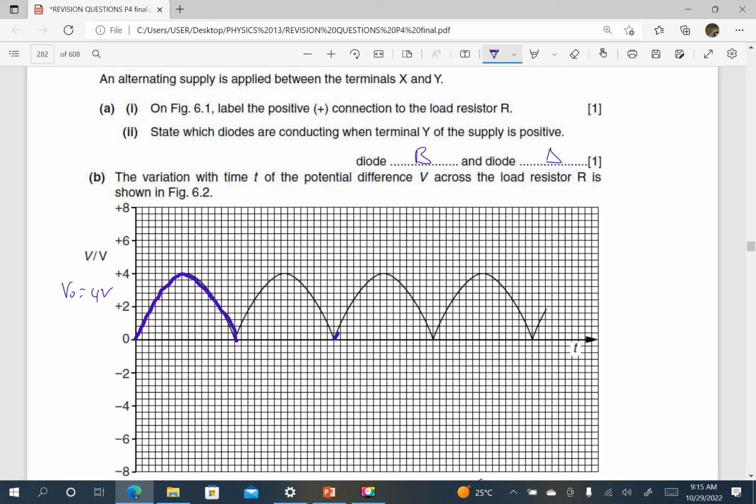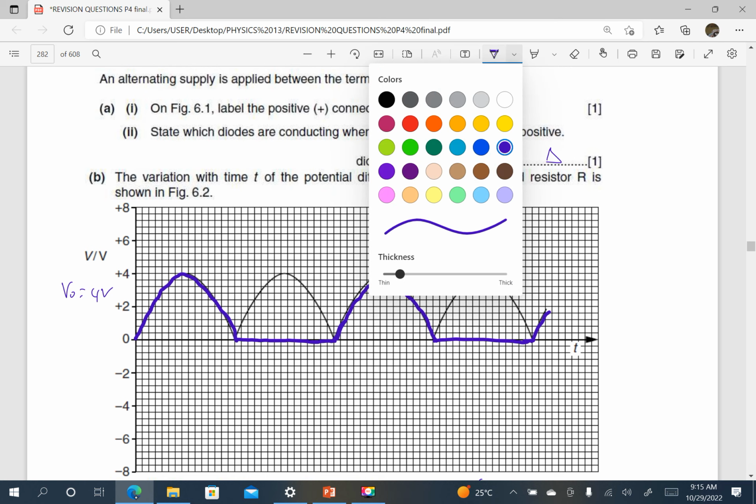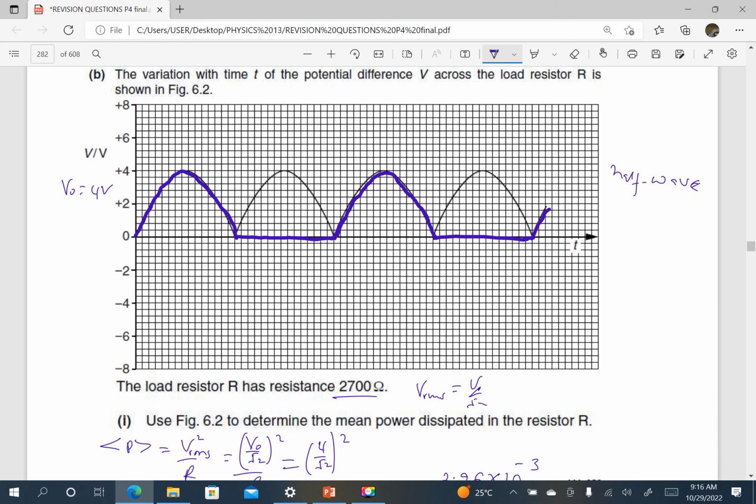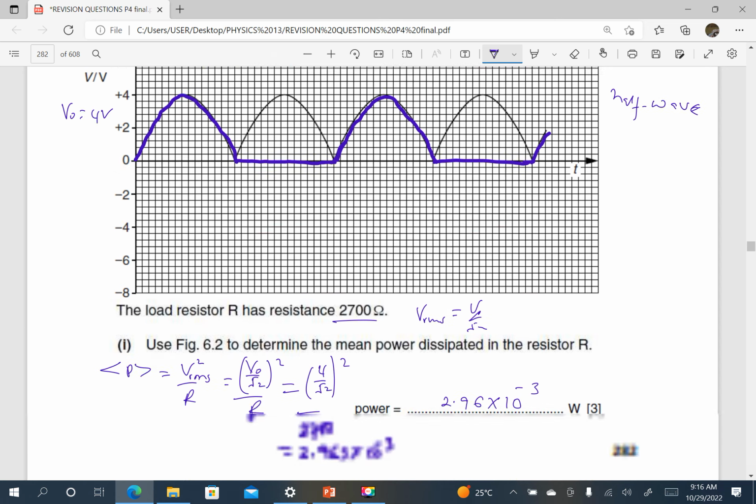Here I will draw a horizontal line because it is 0. I draw this one, then I draw a horizontal line, and I continue with that one. It will be half wave because first of all, the capacitor has been removed, so there is no smoothing. And second, diode A has stopped working. So we only have voltage on half of the cycle. So we shall have such a graph. The same period, same peak value, but half wave rectified.